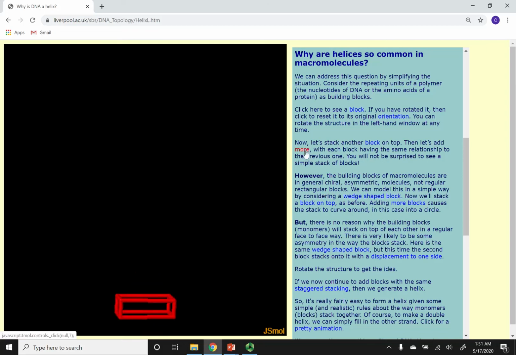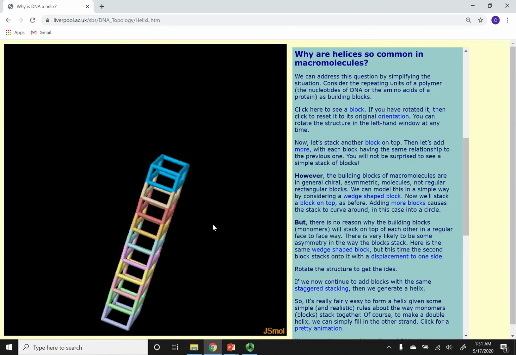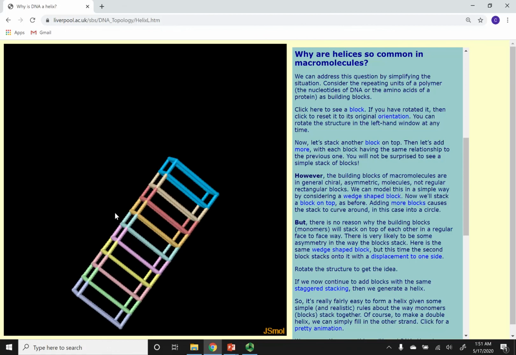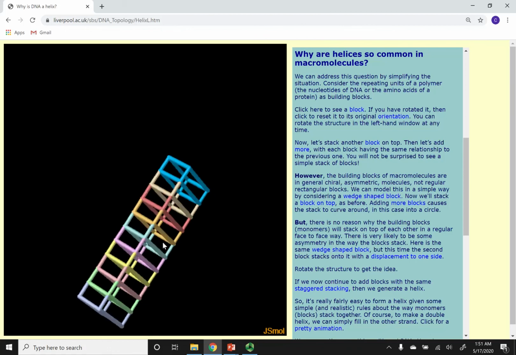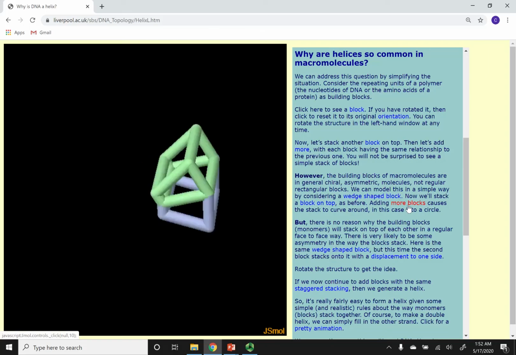What I told you guys about polymers is that we are stacking one monomer on top of another. So I can stack multiple blocks on top of each other, and if I were to do this, you would get this nice stack. This doesn't look like a helical structure. Well, in truth, our polymers aren't these perfectly rectangular objects. Instead, you can envision them as wedge-shaped blocks. In this case, you can think of a box where one end is tapered. So let's see what happens if we stack wedges on top of each other.